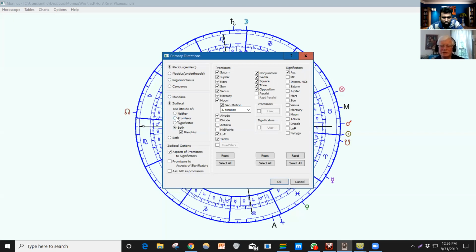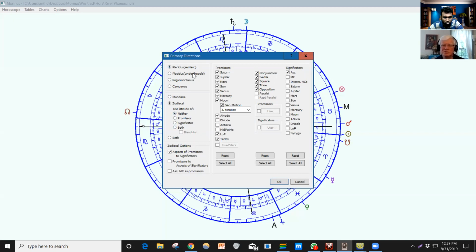And these are the promissor or the significator. To me, it makes no sense to, if you're going to use the latitude of one planet and not the other, why, it's like apples and oranges. So I don't do those because they don't make any logical sense to me, but they might be fun to work with. And you have the choice of using the Bianchi method or not. Okay. But let's stick to neither here.